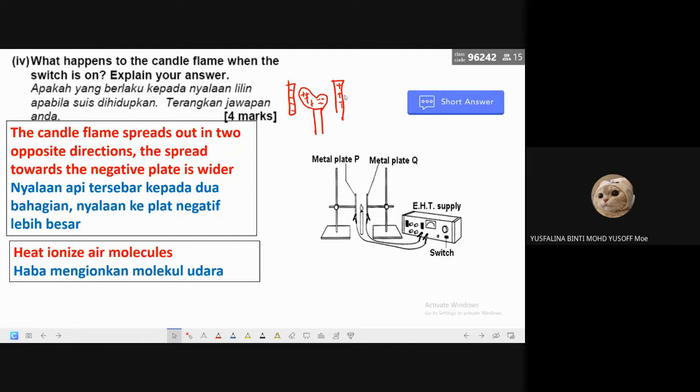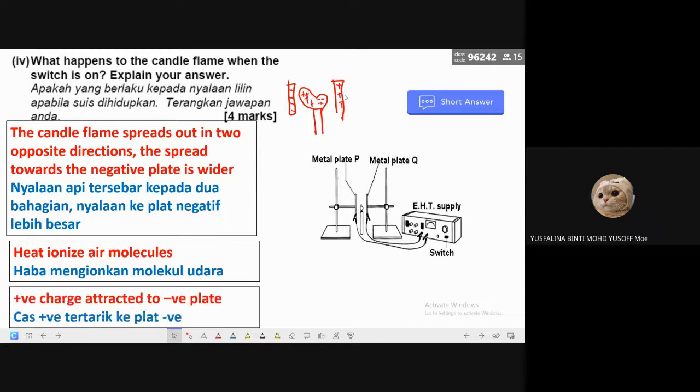The second one is the heat ionizes the air molecules. And the third one, the positive charge is attracted to the negative plate. This one also you already showed in the diagram. The positive charge is attracted to the negative plate. All right, so it means you already have 2 marks here from the diagram.